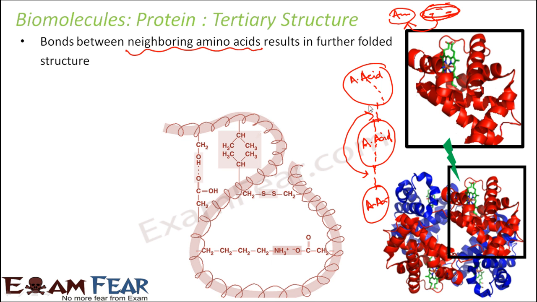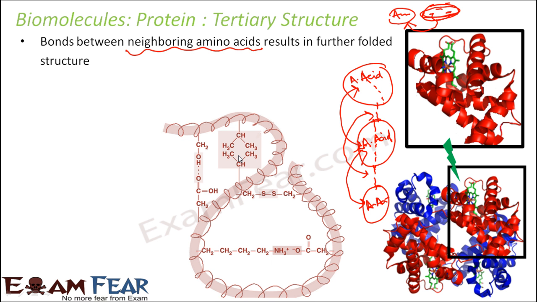Now when folding will happen, these amino acids will also start interacting with each other. Due to the interaction between these neighboring amino acids, there will be further fold in the structure. The interaction between the neighboring amino acids will make the structure even more folded and coiled, and that will give rise to the tertiary structure.